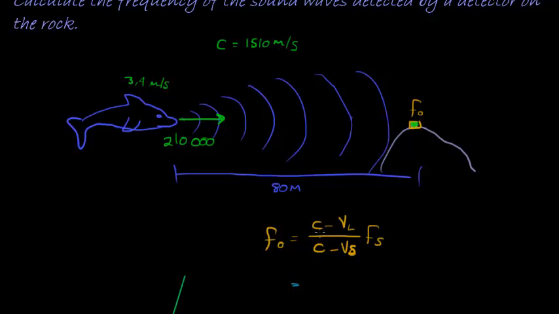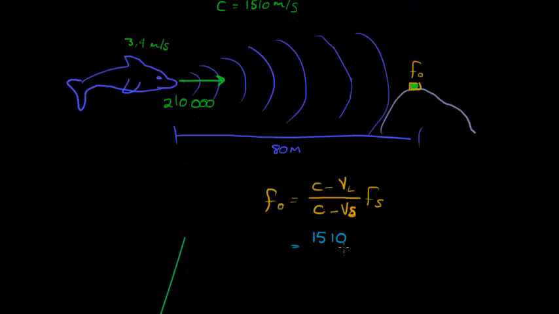So let's substitute. What do we have? We have that the speed of sound in water is 1,510. It can differ, but for this question it's given. The velocity of the listener is stationary on the rock. The rock is not moving, neither is the detector, so that's zero. Here we have once again 1,510 is the velocity of sound in water, and our dolphin is moving towards this, so it's in the direction, which makes my velocity still positive, so in the formula that sign doesn't change, that's merely 3.4.